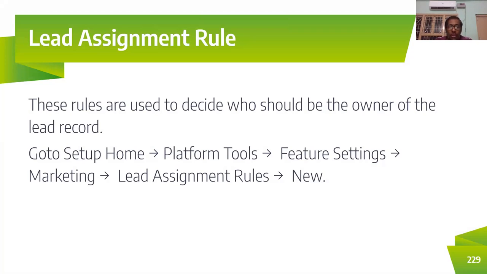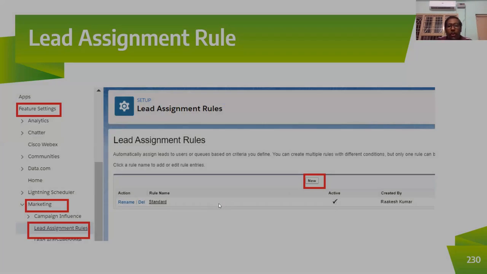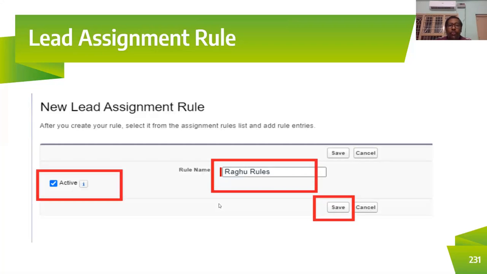Go to Setup. Under Home, we have a Quick Find box. In it, I'm going to type lead assignment rule. The lead assignment rule link will come, and you click on that. It takes you to the lead assignment rule page, and there you have a New button. You click on the New button, and this page will come.